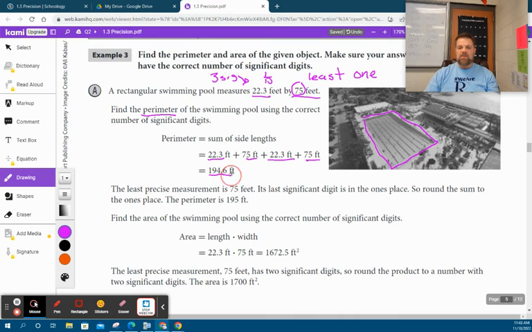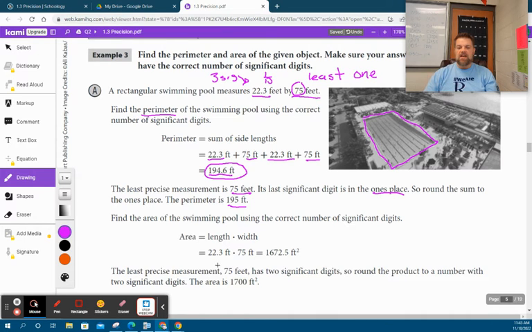We can feel confident with our answer, so we go to 1/10. We calculate the answer to the tenths, okay? Now, the least precise measurement is 75 feet, and the last significant digit is in the ones place, which is what I said. So round the sum to the ones place. In other words, even though the calculation is 194.6, I need to slow down. We're going to round to the ones because that's the least significant, okay?